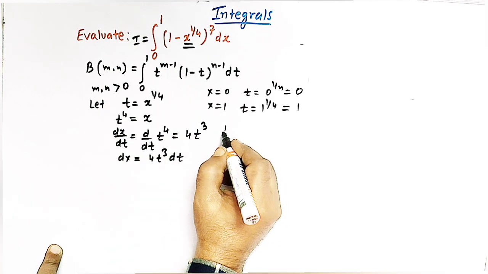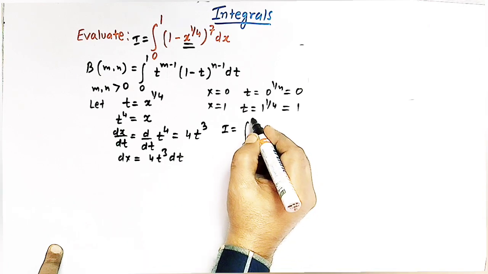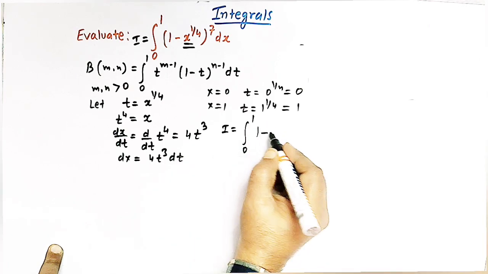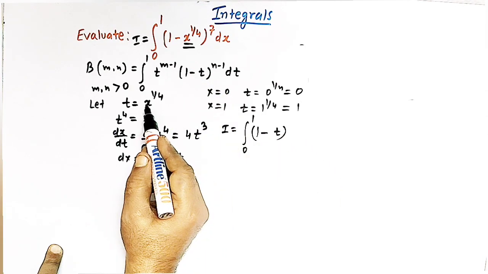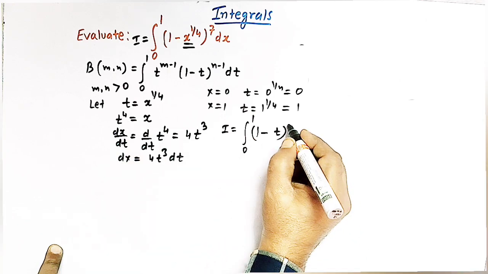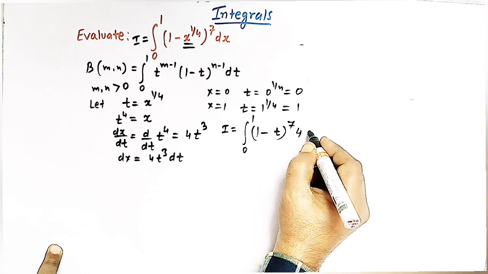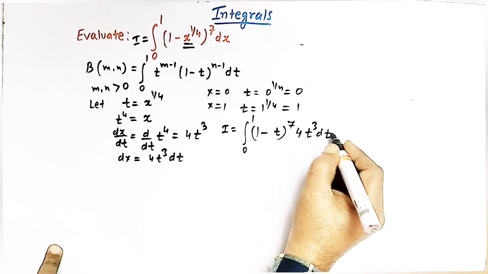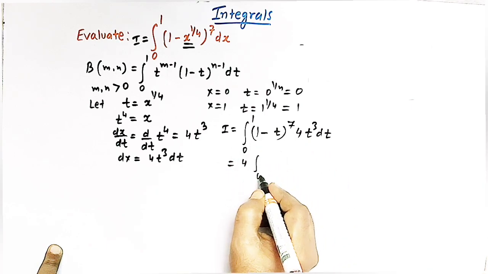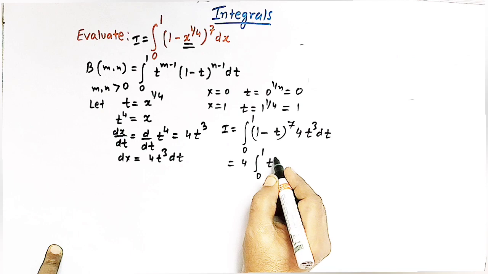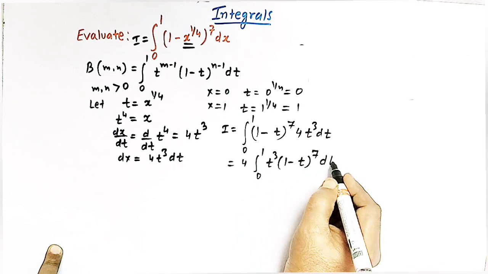So now this integral I can be written in terms of t as the integral from 0 to 1 of (1 minus t)^7, because x raised to 1/4 is assumed to be t, and for dx we can write 4t^3 dt. Now we can take this 4 outside the integral, being a constant, so we have 4 times the integral from 0 to 1 of t^3 (1 minus t)^7 dt.